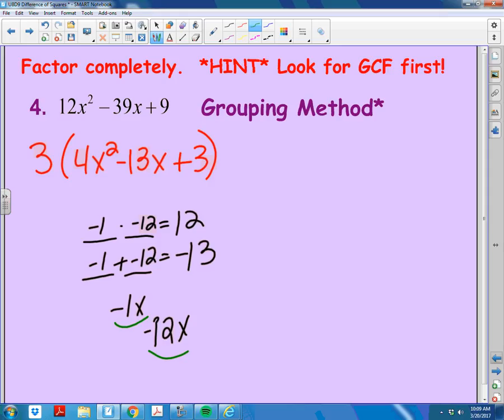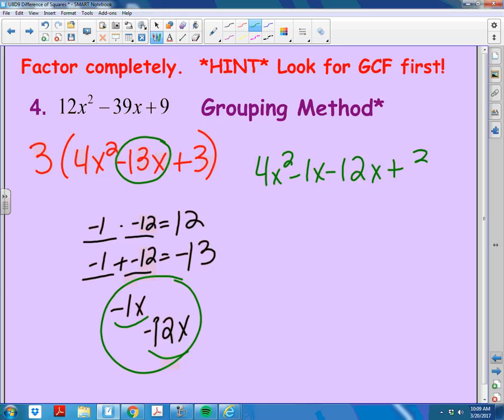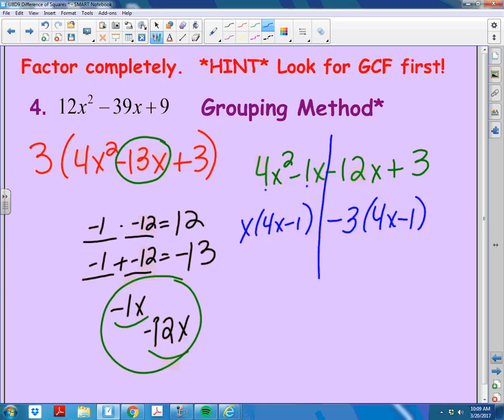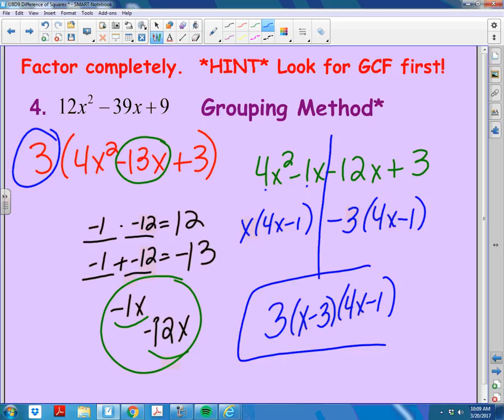It says use grouping. Do you remember what grouping is? Grouping is where we replace this with these. So we write 4x squared minus 1x minus 12x plus 3. Very good. You cut it right in half. The GCF of these two guys is x, and that's 4x minus 1. Then we put 4x minus 1 over here, which makes this minus 3. So my factors are x minus 3, 4x minus 1, and we don't forget the 3. Very good. The 3 has to come back at the very end.